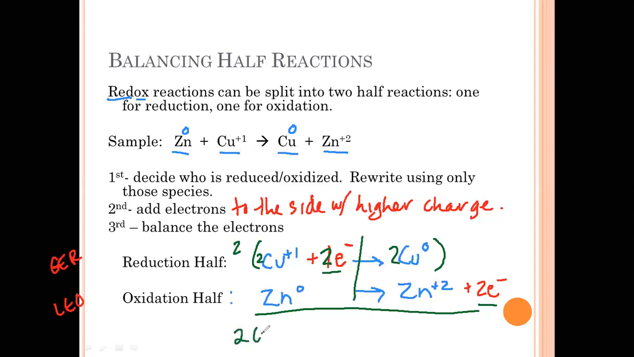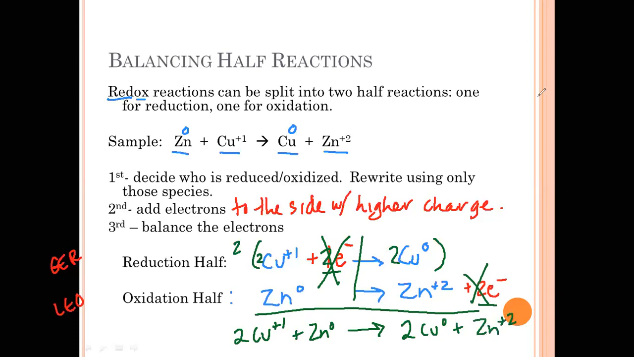So 2Cu+ plus Zn0. And when your electrons are equal, they cancel out. Yields, and then I'm going to rewrite whatever's left over. So 2Cu0 plus Zn2+.